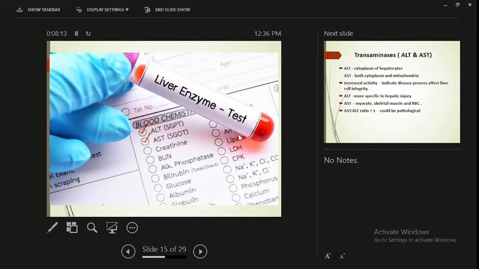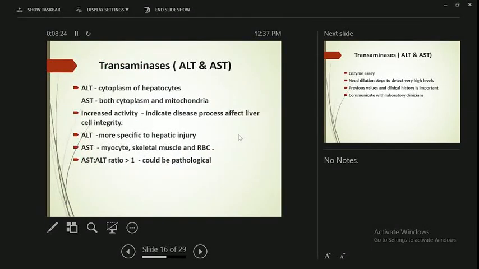Then the liver enzymes, very commonly used tests, ALT and AST. In most patients, most infections, most conditions, we have to assess the liver status. We do the ALT and AST together. ALT is mainly in the cytoplasm of the hepatocytes and AST is found in both the cytoplasm and the mitochondria. Because these are enzymes, we measure the activity in the serum. Increased activity will indicate disease processes affecting the liver, cell integrity. Cells must have been damaged and these enzymes released into the blood to increase the activity in the serum. Of the two, ALT is more specific for hepatic injury and AST is not specific because it can be released from damage to myocytes, skeletal muscle and red cells.